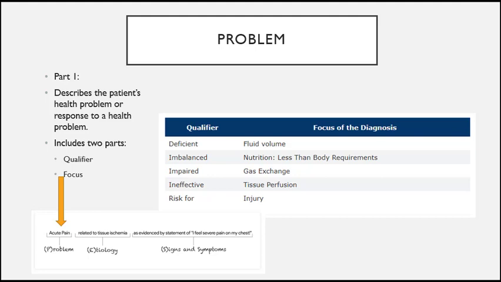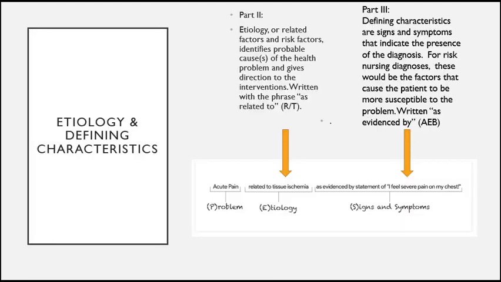So again, it could be impaired gas exchange, risk for injury, ineffective tissue perfusion. That first word is just a qualifying word, and then the problem. The next two pieces of the nursing diagnosis statement have to do with the etiology, which is the cause, and the defining characteristics. So this would be the etiology.